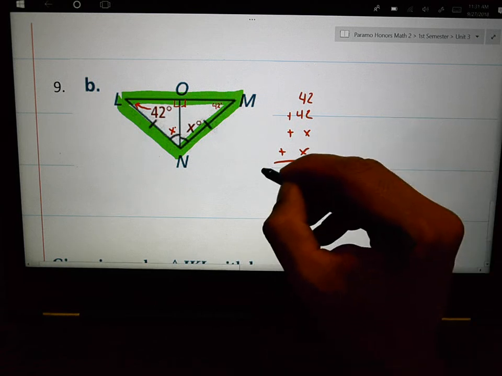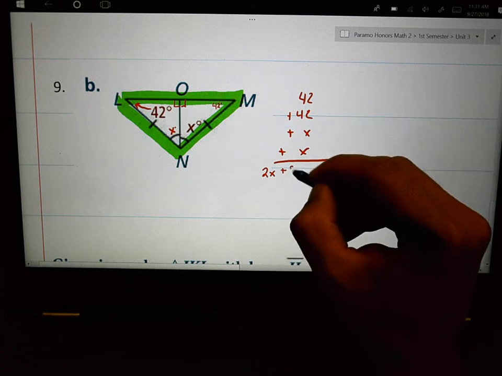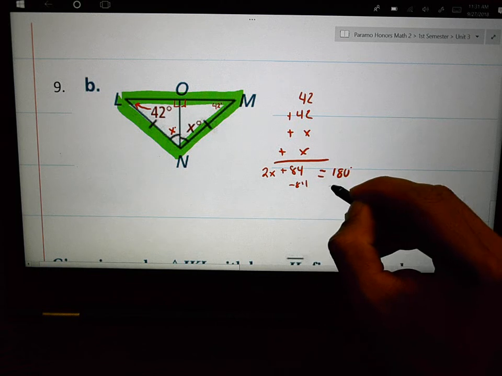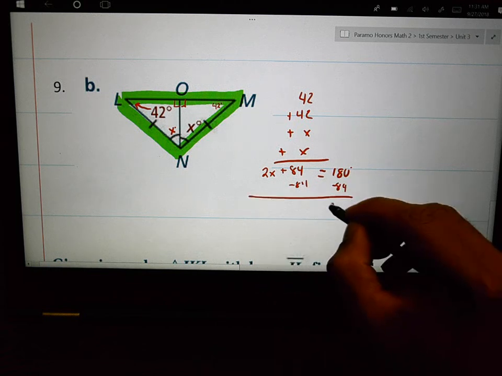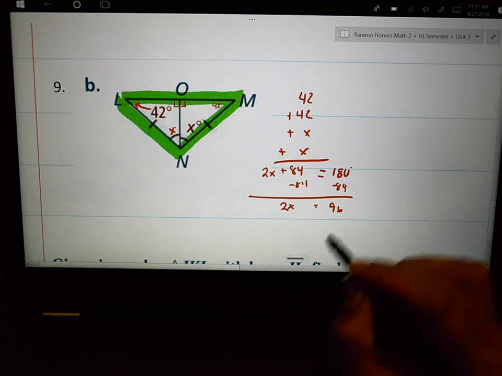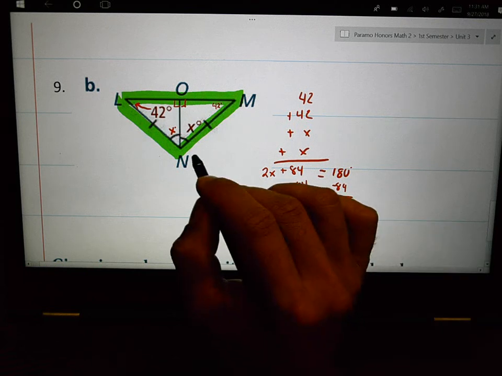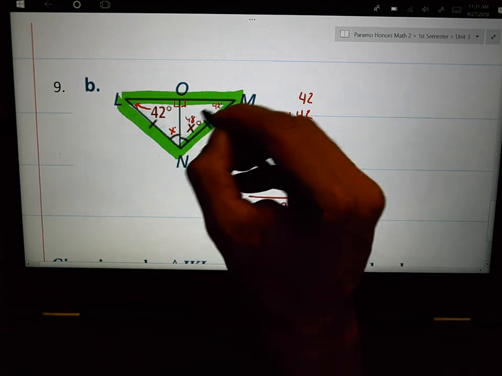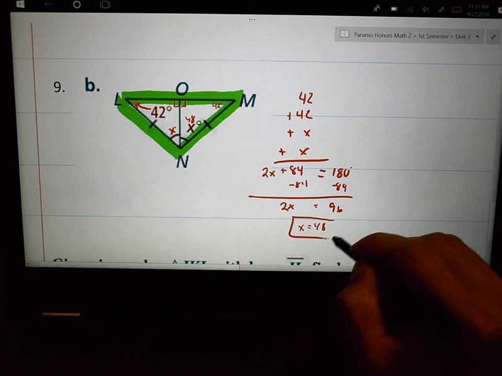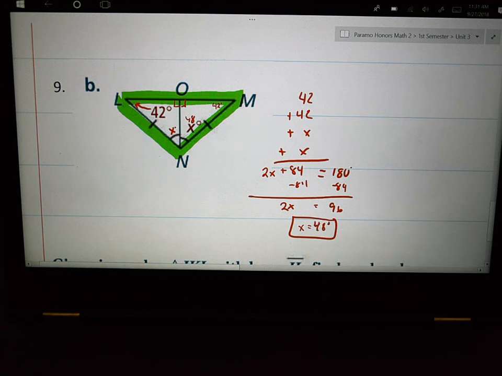X plus x is 2x. 42 and 42 is 84. I'm going to subtract 180 minus 84 on my calculator and get 96. Divide by 2. X is 48. Which would make sense because 48 and 42 make 90, and that's also 90. It works. 48 degrees. Two different ways to do it.